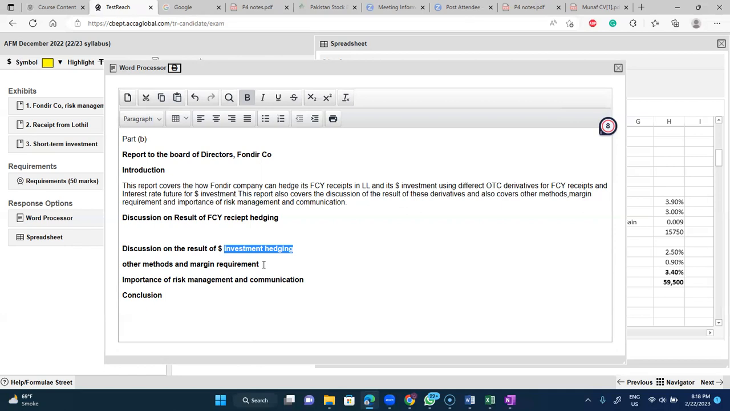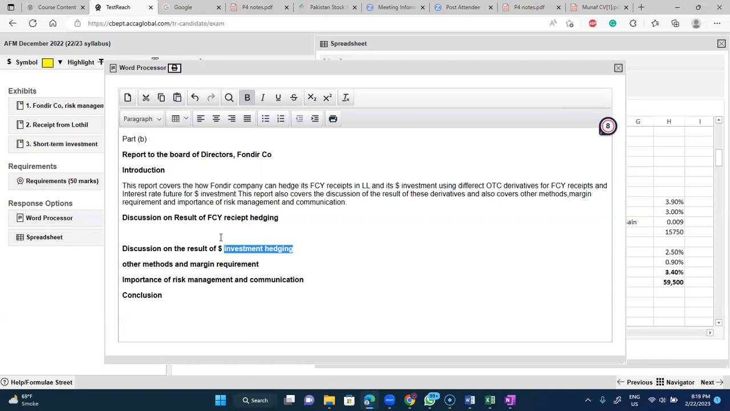Okay, then you will discuss what the other methods are, the alternative methods the company can use to hedge this. What are the alternative methods? The number one alternative method of hedging the currency is you can use the money market. Explain briefly the money market: you can borrow the funds in lira and invest in dollars.